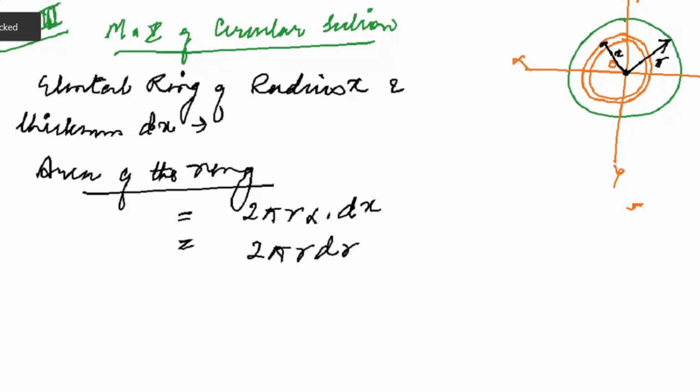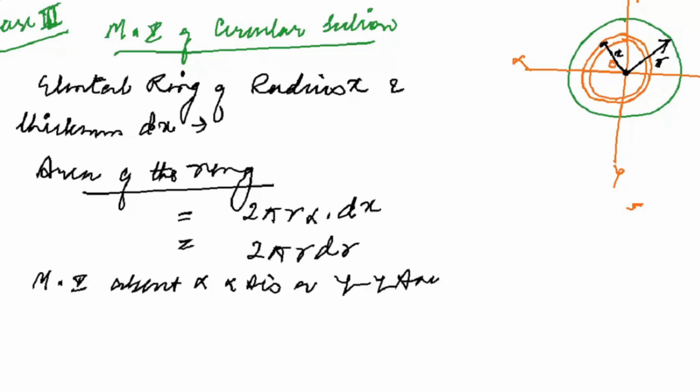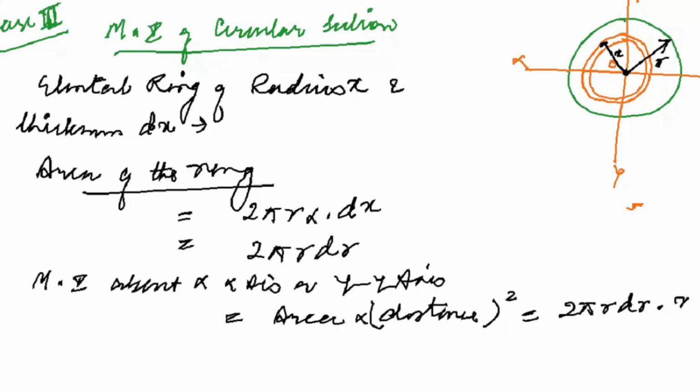As we already know, whenever we have to calculate the moment of inertia of a ring about any axis, whether that be x-axis or y-axis, that is equal to the area times the square of the perpendicular distance. How much is the area now? 2 pi r dr times the distance. How much is the distance? It is x square.